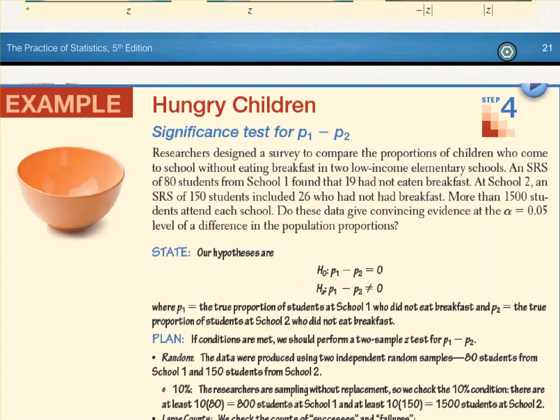Researchers designed a survey to compare the proportions of children who come to school without eating breakfast in 2 low-income elementary schools. An SRS of 80 students from School 1 found that 19 had not eaten breakfast. At School 2, an SRS of 150 students included 26 who had not had breakfast. There are more than 1,500 students at each school. Again, they tell us that so our 10% rule is fulfilled, right? These data give convincing evidence at the alpha equals 0.05 level of a difference in the population proportions.